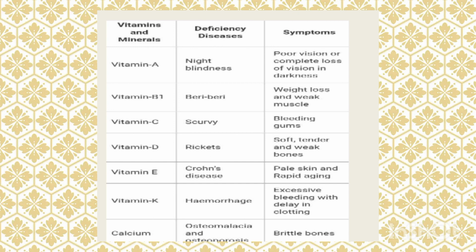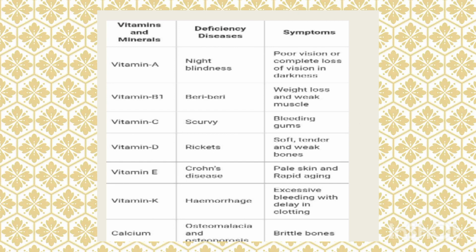Actually, that's true. Then the deficiency of vitamin E leads to Crohn's disease, and its symptom is pale skin and rapid aging. Vitamin K deficiency leads to hemorrhage, which is excessive bleeding with delay in clotting. So it's very essential for you. It can even lead to death.